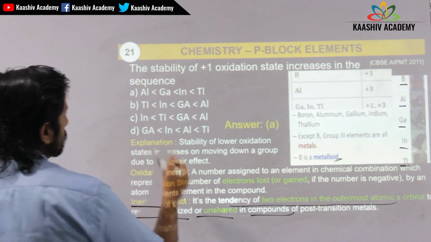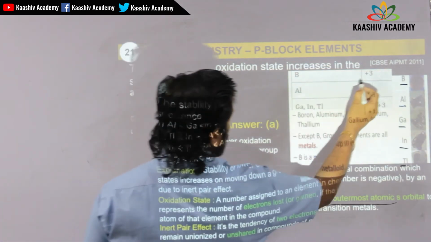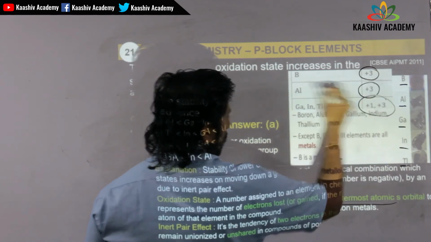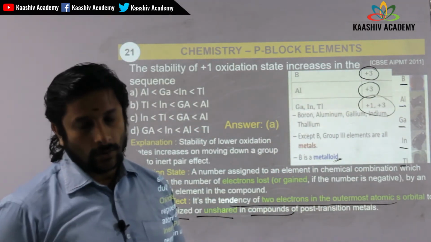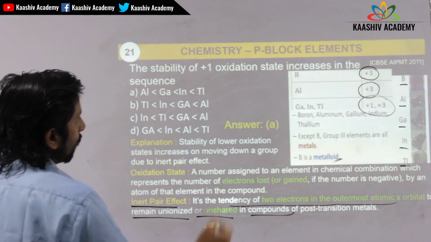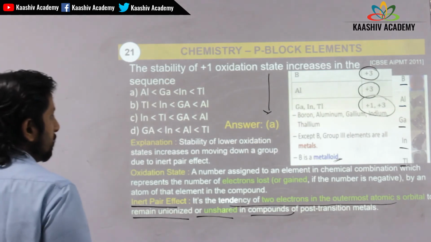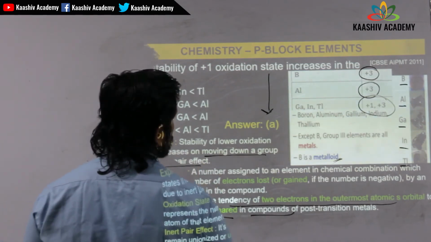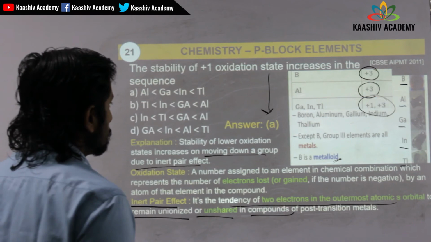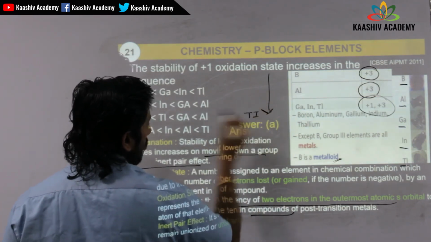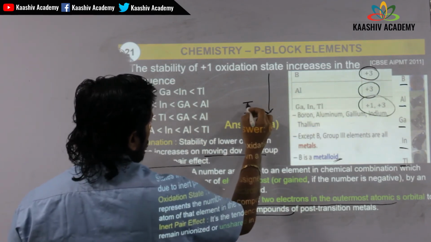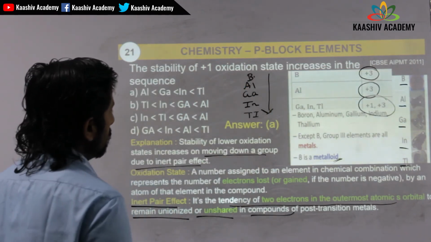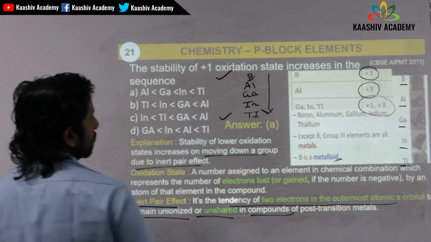Over here, let's move on to boron. Boron has the oxidation state +3, aluminium +3, and gallium, indium and thallium have the oxidation states +1 and +3. Now, this is how I'm going to tally it. Over here we look at the stability: the stability of the lower oxidation state increases on moving down a group due to the inert pair effect. So thallium will have the most stable +1 state, followed by indium, followed by gallium, followed by aluminium, followed by boron. So it has the highest one and the lowest one.